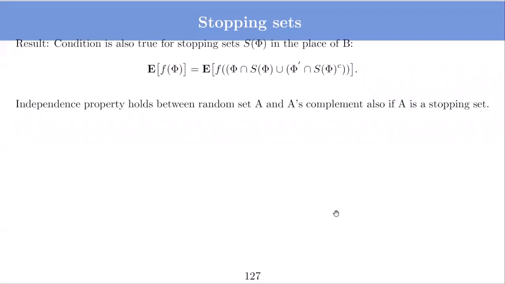This basically means that if A and A complement are disjoint sets, then whatever the point process is inside A does not affect the point process in A complement. Similarly, this property will also hold true if A is replaced by a stopping set. So whatever point process is happening in a stopping set is independent of what is happening outside the stopping set.